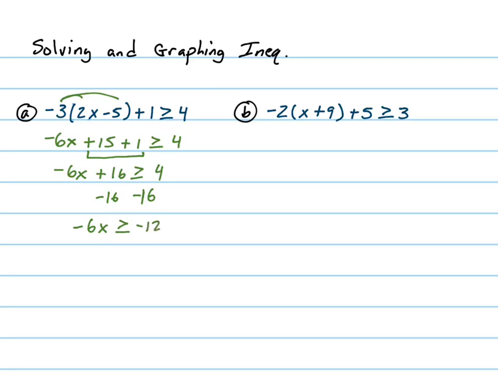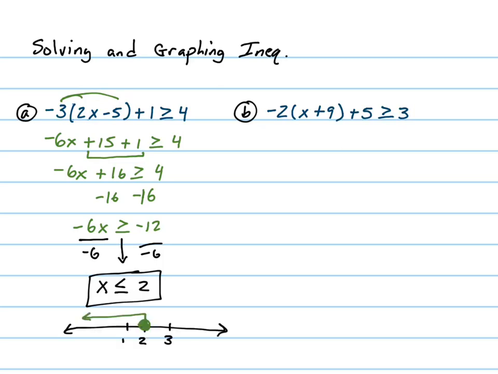And here's where the variance happens. Anytime you divide or multiply by a negative number when solving an inequality, you have to flip your inequality symbol. So I'm dividing by negative 6, and when I do this, it becomes x is less than or equal to 2. Our last step here would be to graph this. We have a closed circle because of the equal to, and it's less than, so we're going to the left.